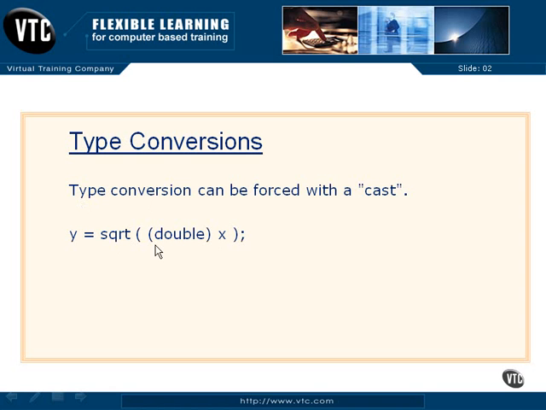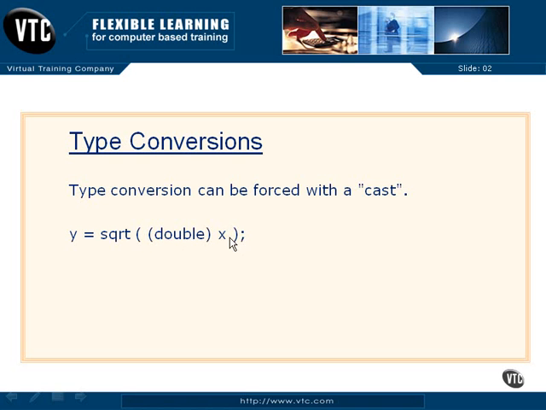Well, now square root wants to have a double coming in. And what we are doing here is inside these parens, we use the word double, and that is a cast. That is a type cast. So we are casting x to be a double before it ever goes into the square root. Now x itself is still up here in memory. It is not changed because what we are really doing is passing the value of x, whatever it happens to be at the moment, into this function.